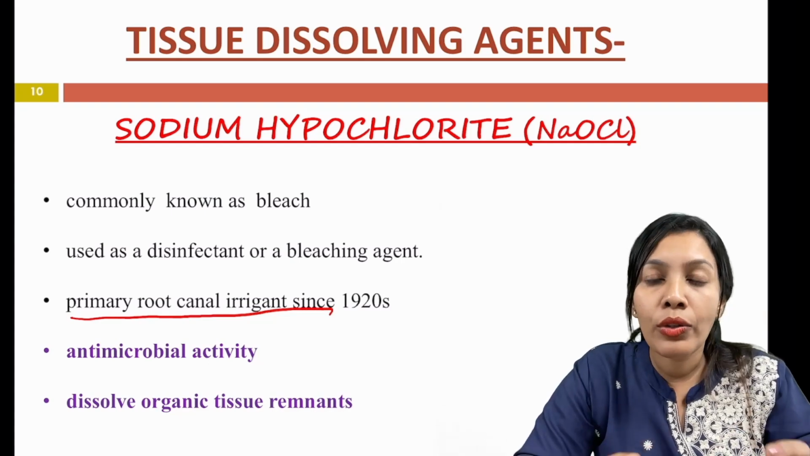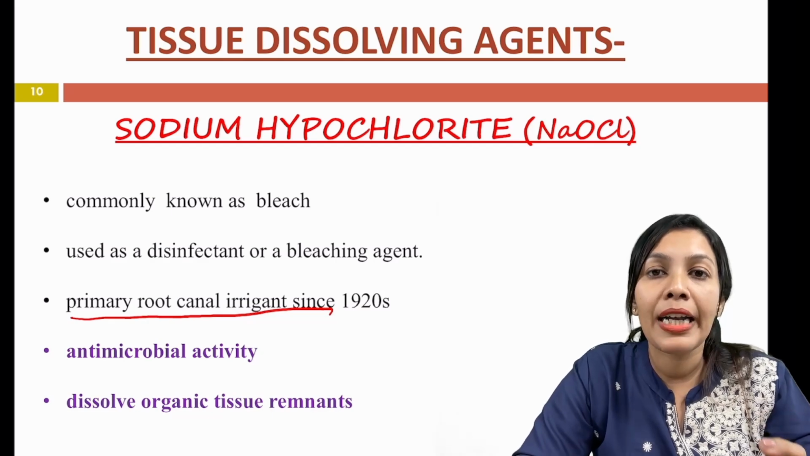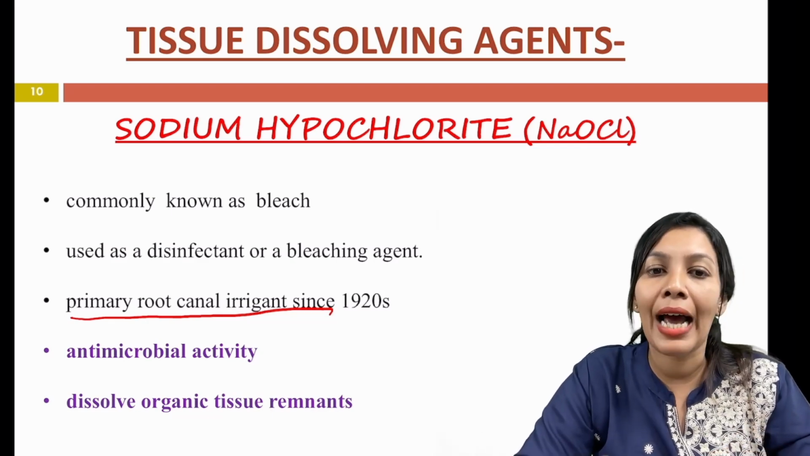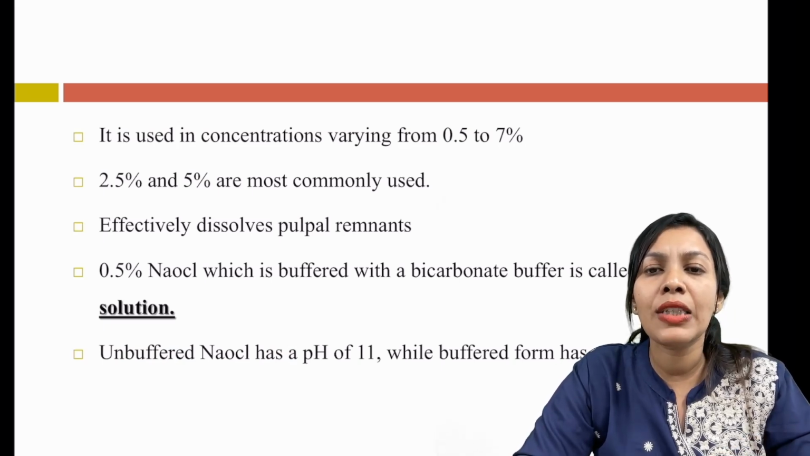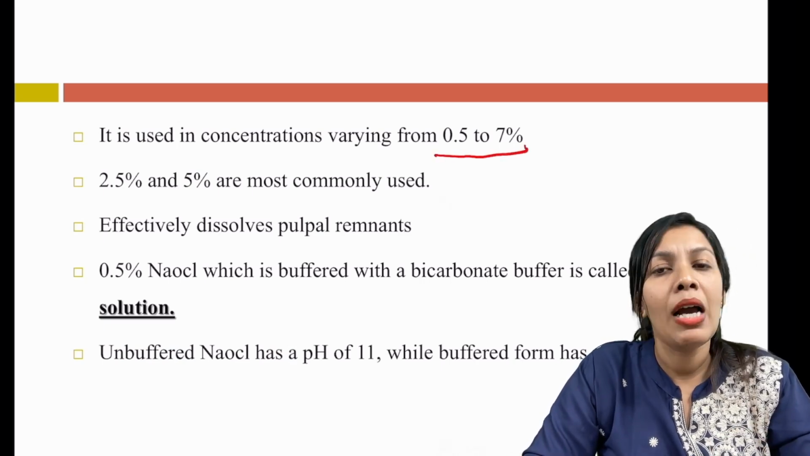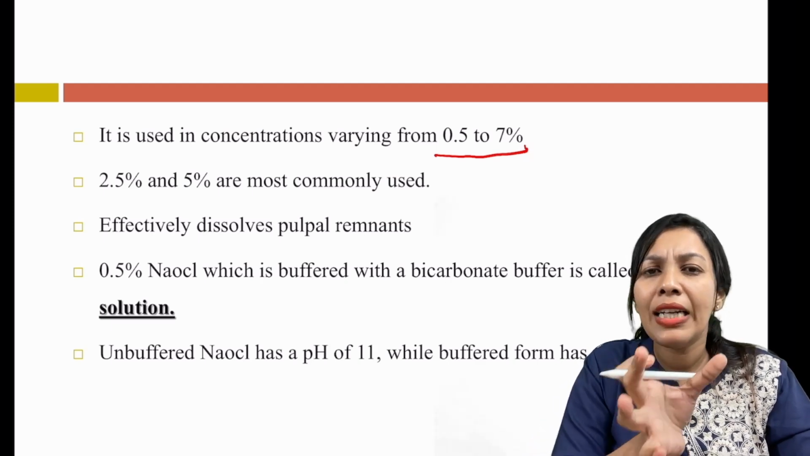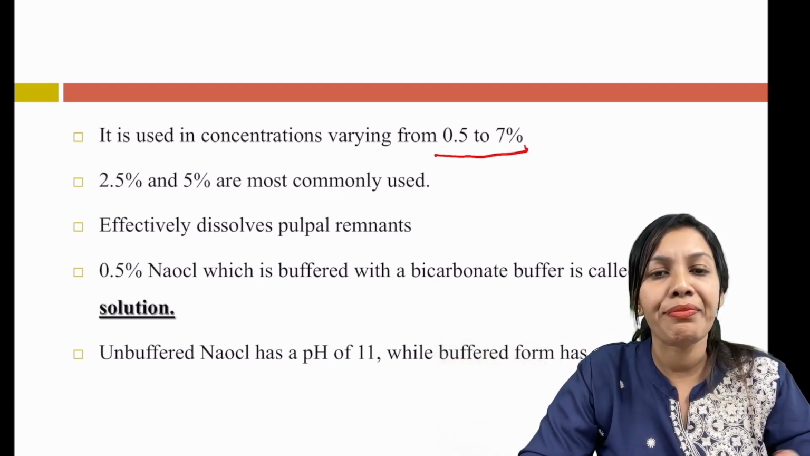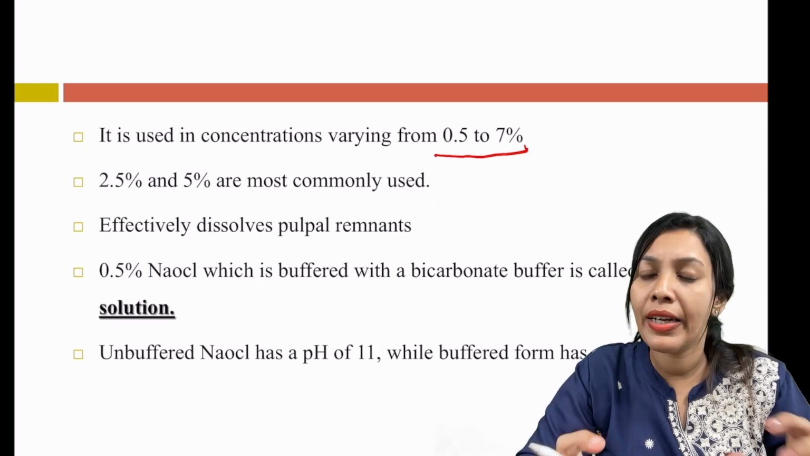As you all know, the first important property is tissue dissolving. The pulp contains organic tissue, and it dissolves the organic tissue. Second, it has antimicrobial property, right? Concentration usually varies from a very small 0.5% to 7%. But in our clinical practice, we use about 5.25%. It ranges from 2.5% to 5.25%, etc. And it is very good in removing the organic tissue, very important.